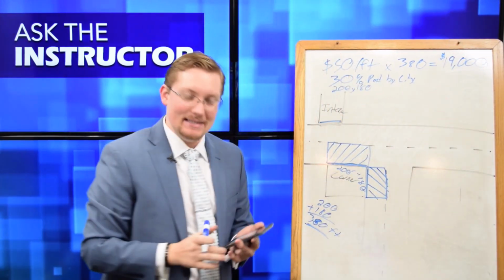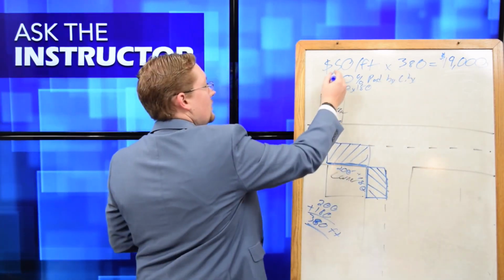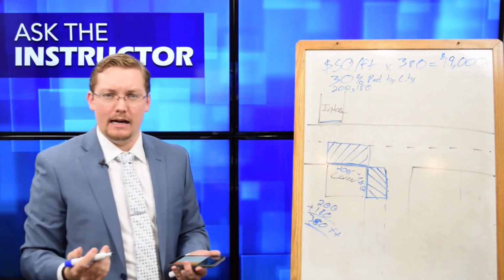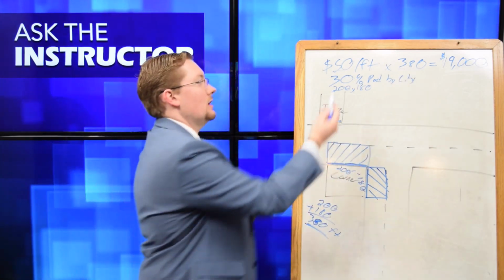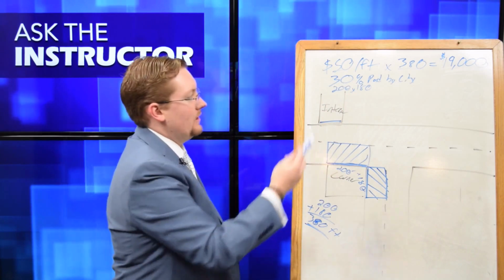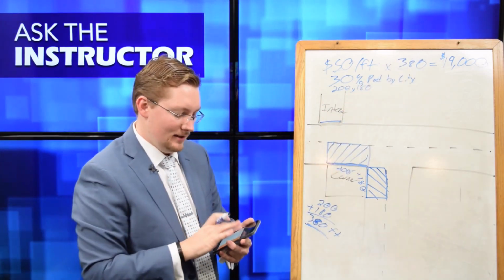So you can see how this is significantly higher. Number one, because we have a lot more frontage of the property. And number two, the cost is almost double from the last one. So not only are we almost quadrupling our frontage, we're almost doubling the cost. So we went from having a total assessment of about $3,000 to now a total assessment of $19,000.